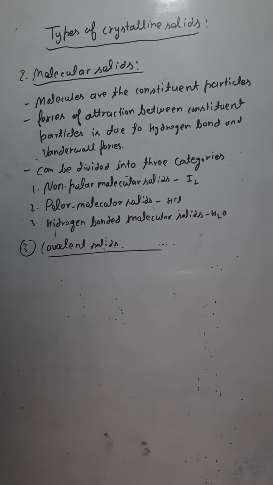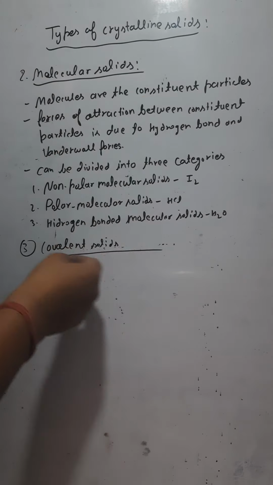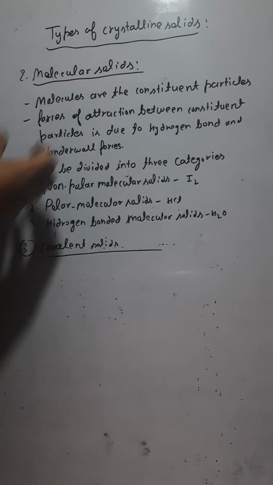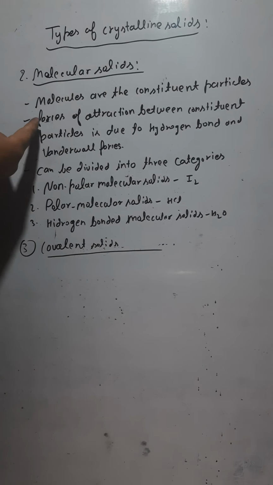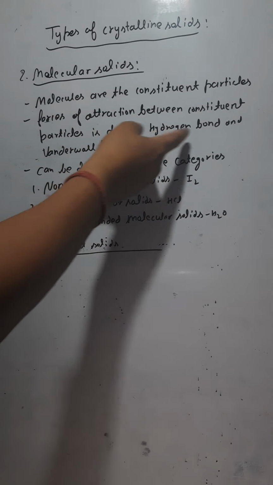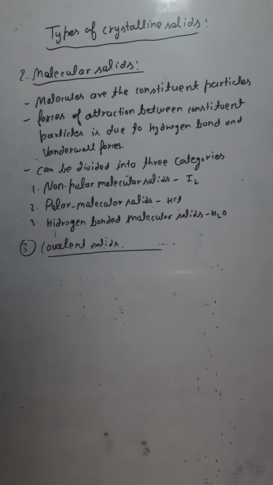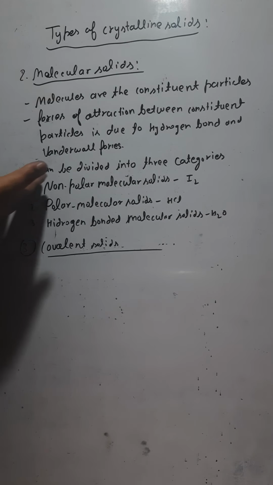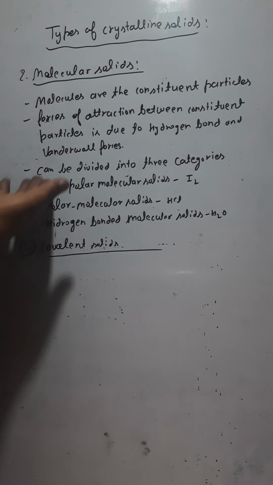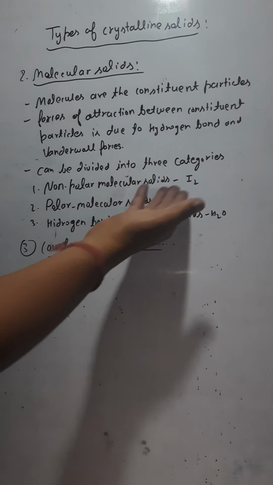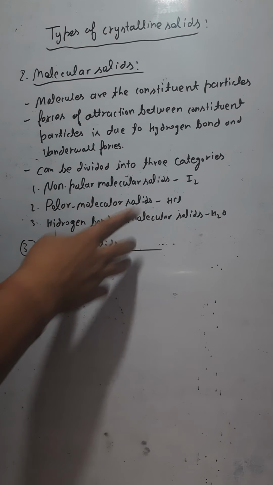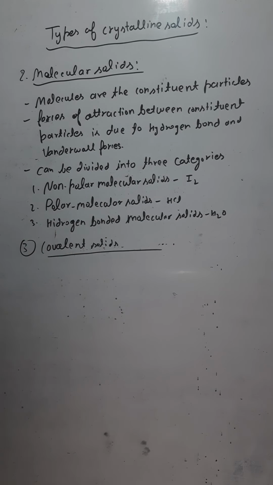In the case of molecular solids, the constituent particles are molecules, and the molecules are held together by hydrogen bonds and van der Waals forces, and these forces are very weak. That is why they are not very hard. We can divide these molecular solids into three categories: non-polar molecular solids like iodine, polar molecular solids like HCl, and hydrogen-bonded molecular solids like H2O.